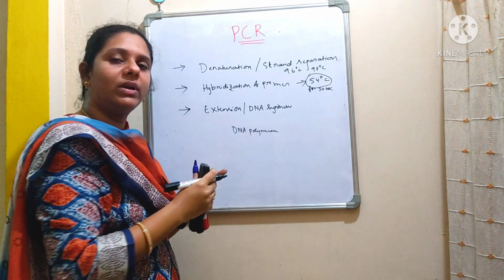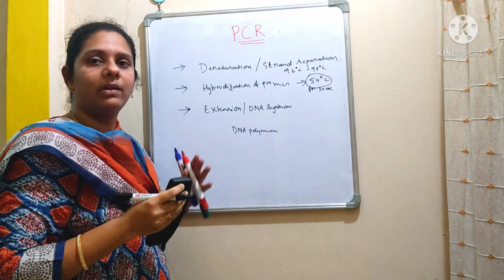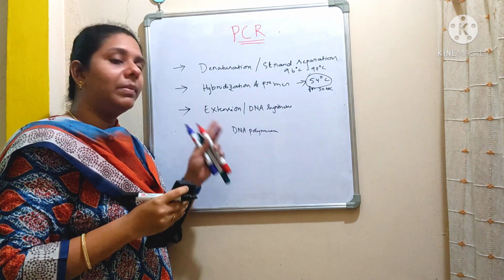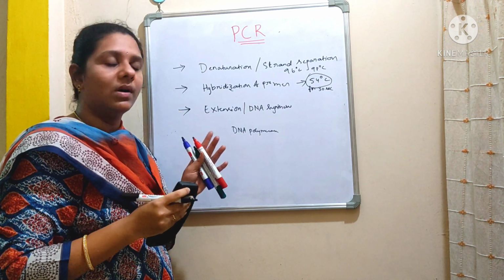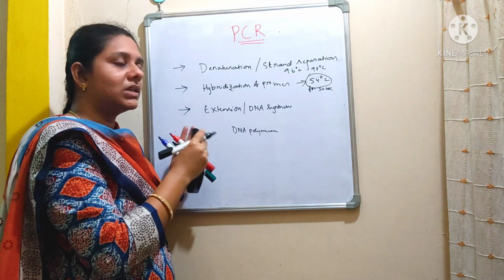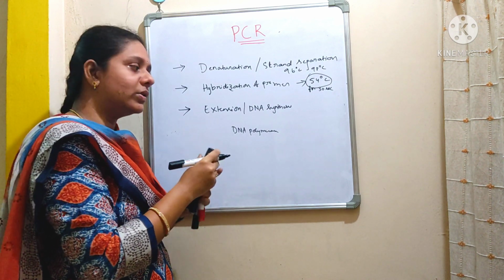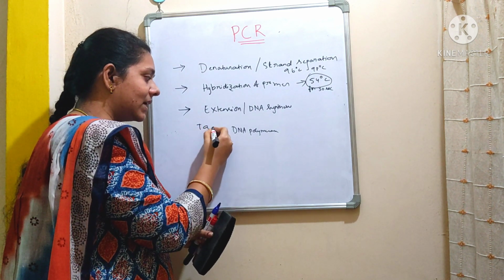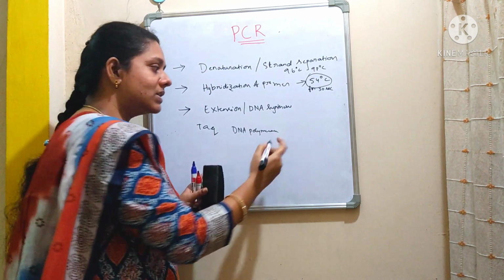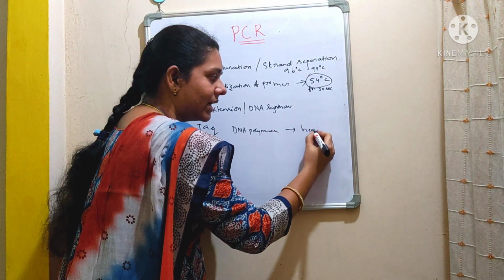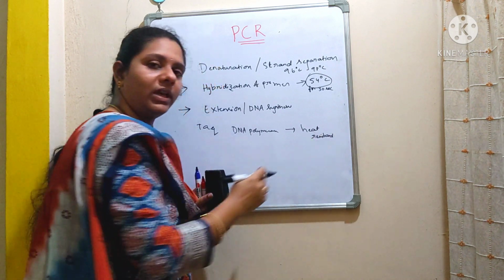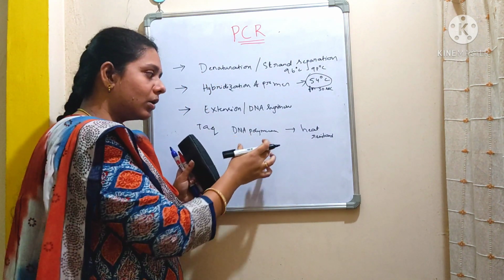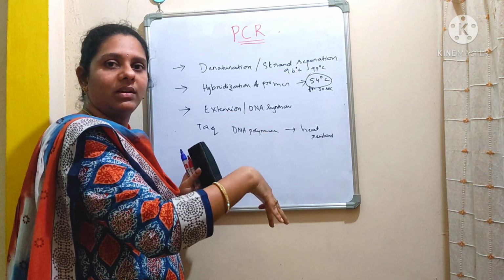So we discussed DNA polymerase 1, 2, 3 while we discussed replication. But those polymerases are not heat resistant, they are heat sensitive. For that reason, especially for PCR, we are going to use an enzyme called Taq DNA polymerase, because this enzyme is heat resistant.